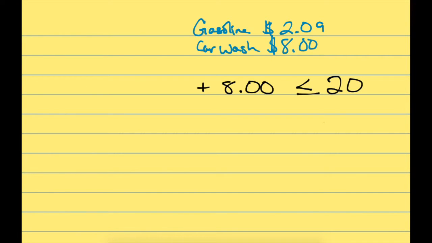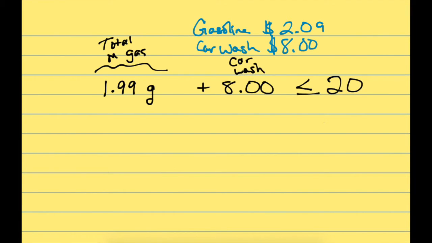Now, since we get a car wash, our gasoline is 10 cents less, bringing it to $1.99 per gallon. So the question is, how many gallons can we get on our budget? And so the total amount we're going to spend on gas is $1.99 times the number of gallons we get. So this is the total amount on gas. And this is our car wash. And it has to be less than or equal to our budgeted amount.